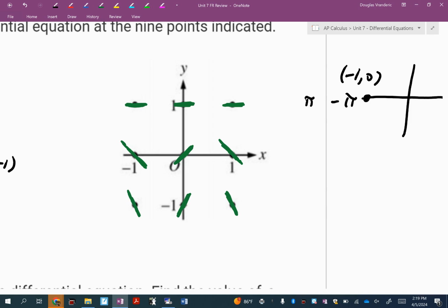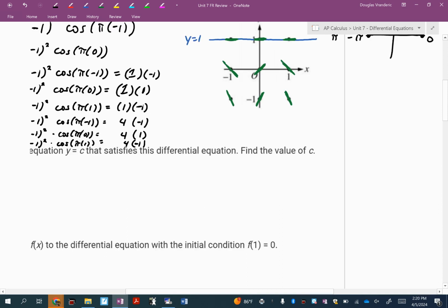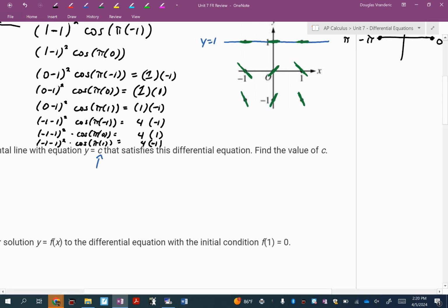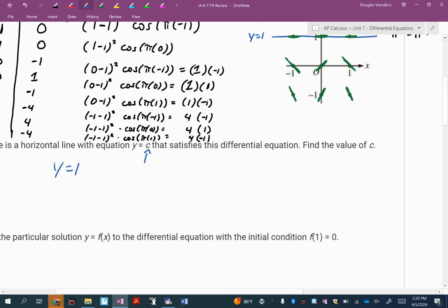Now, you tell me a number. There's only 3 options. What are the 3 options? You ready? Y equals negative 1, y equals 0, or y equals 1. Which of those matches all 3 of those points? The last one, right? Y equals 1. If you were to draw it, you would match those 3 slopes. So this question is asking, if you look at that slope field, is there a value c that, if you drew it, would match your slopes in your slope field? And the answer is y equals 1.